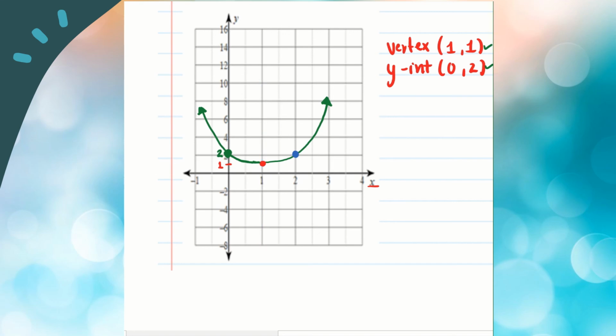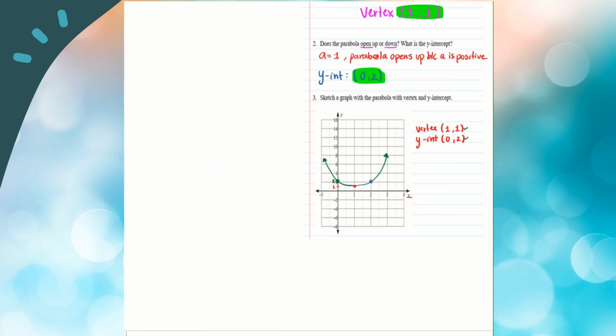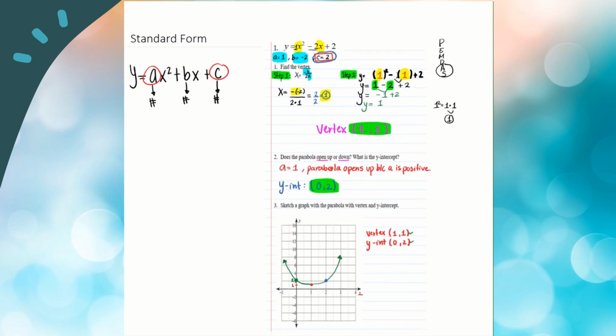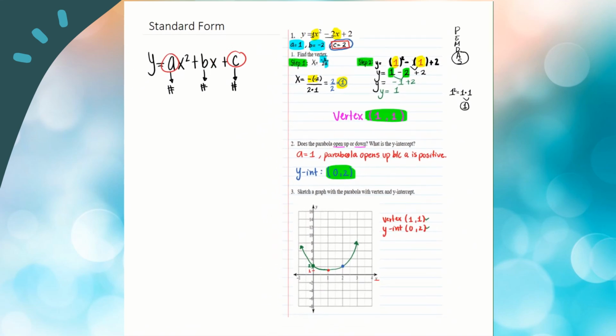And we can erase the axis of symmetry because that's not really part of the parabola. We just use it to get other points. And that's how you graph quadratics when they're in standard form.